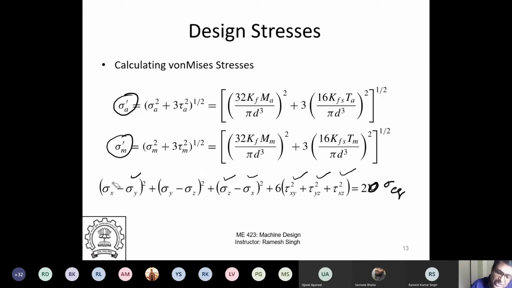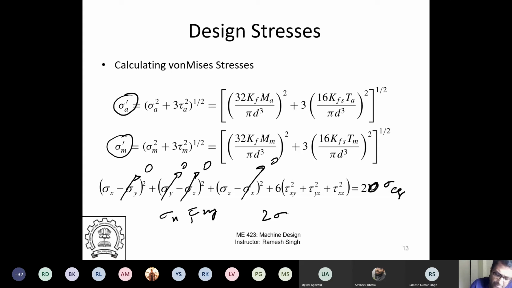So now, in our case, what are the components which are there? There is only one sigma. Let's say, for sake of ease, we'll say there is only sigma x and tau xy. There is one shear component, and there is one normal component. Everything else becomes 0. So I will have 2 sigma square plus 3 tau square, because tau yz will become 0, tau xz will become 0, right?